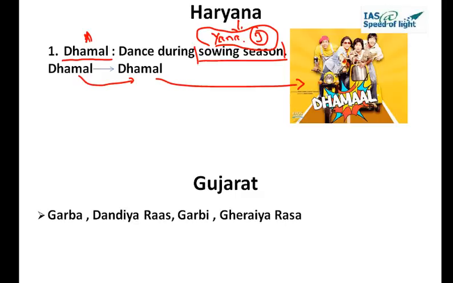Then the next state is Gujarat. Gujarat is very famous, we know, for Garba, Dandiya Ras. Garbi is the same as Garba but for men with different footwork. And then we have Ghiriya Rasa. So no need for a mnemonic here. We all know Gujarat is famous for Dandiya Ras, Garba, and from Garba it is Garbi.